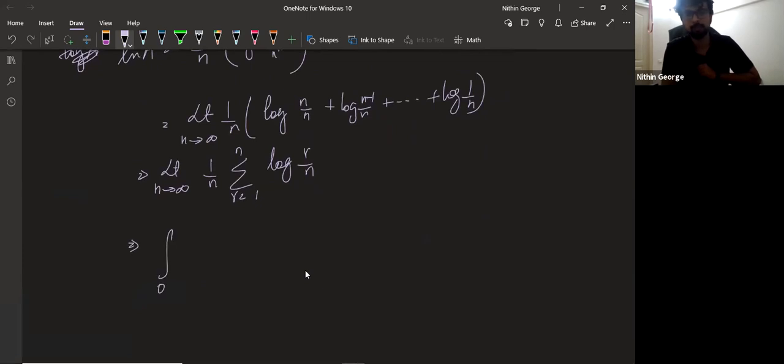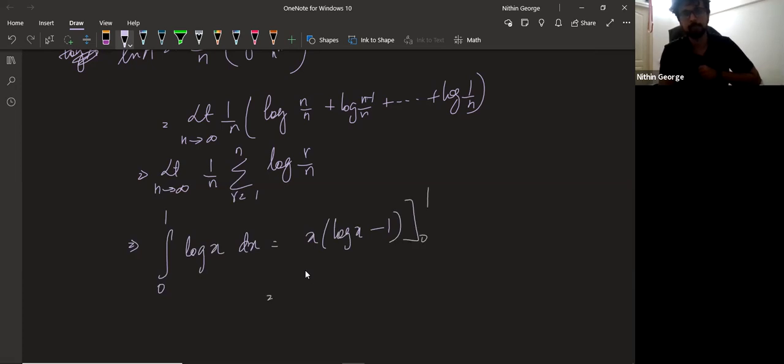This is simply 0 to 1. Here, 1 by n will be 0, n by n will be 1, and there will be dx and the log x. Right? This comes out to what? x log x minus x. So x log x minus 1.